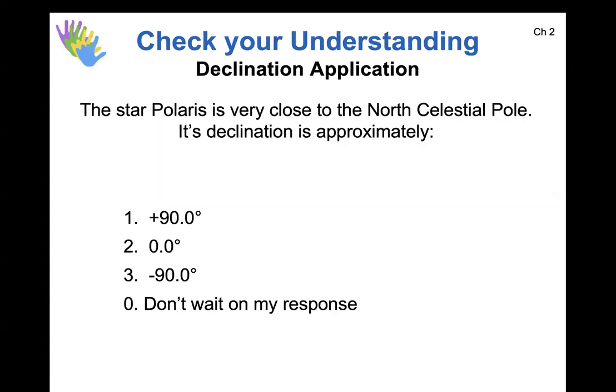So I got a question for you. The star Polaris is very close to the North Celestial Pole. Its declination is approximately what? Either raise your hand or just jump in with an answer, or throw it in the chat. Positive 90? Yeah, it sure is. Positive 90. Yep. Alexander, you had it as well. Nice. And who was it that gave me the answer over the microphone? Alina. Thank you, Alina. Yep, positive 90.